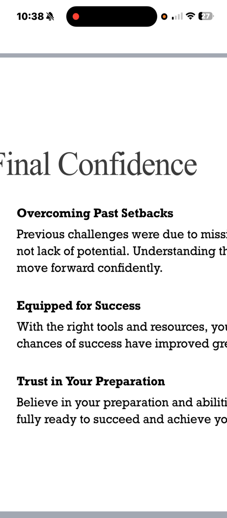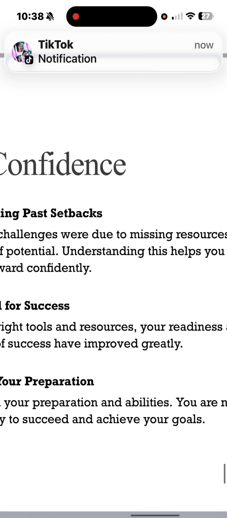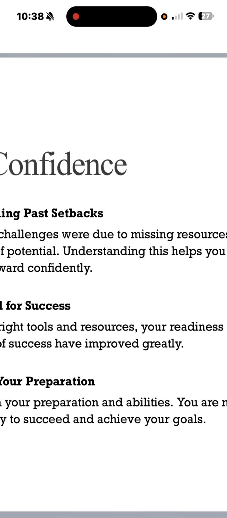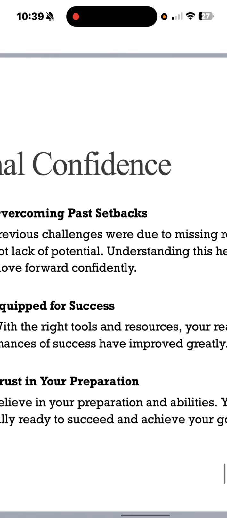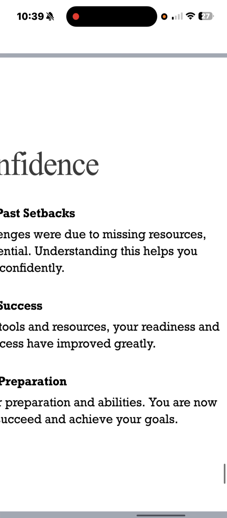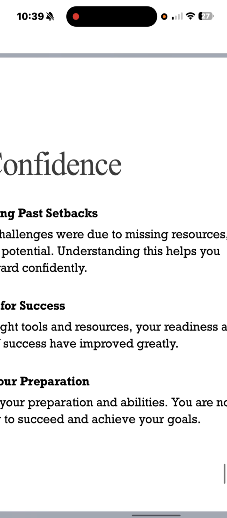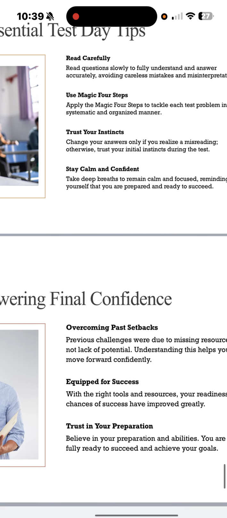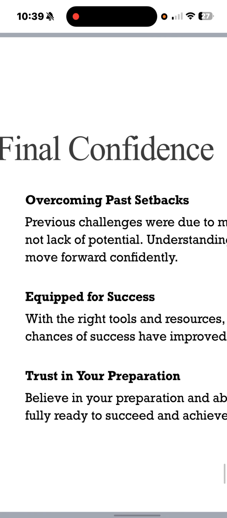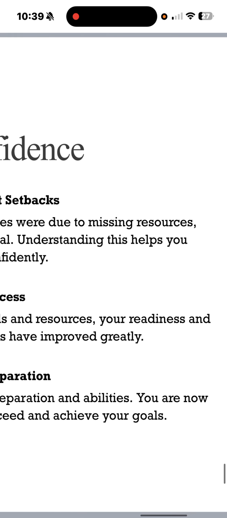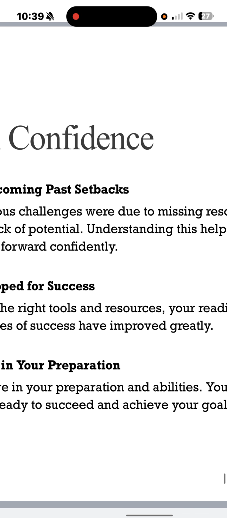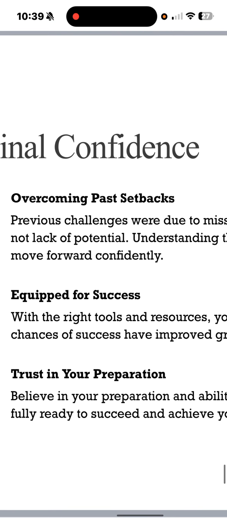Equipped for success. With the right tools and resources, your reading and choices for success may improve greatly. All right, trust your preparation. Trust yourself. Believe in your preparation and abilities. You are now fully ready to succeed and achieve your goal.